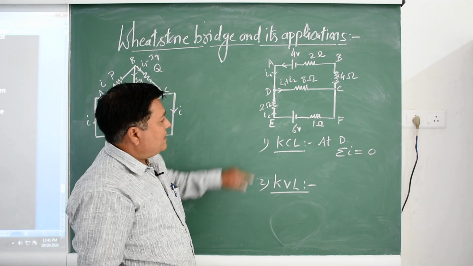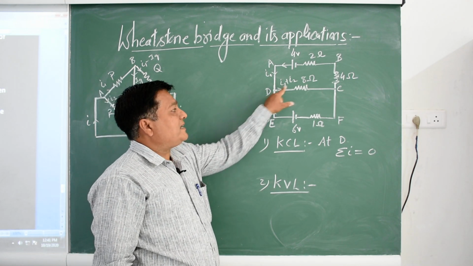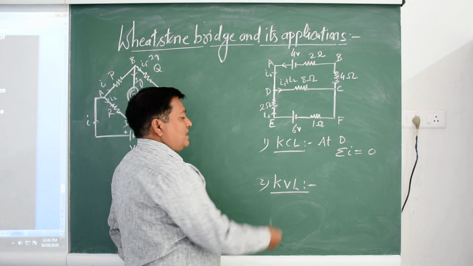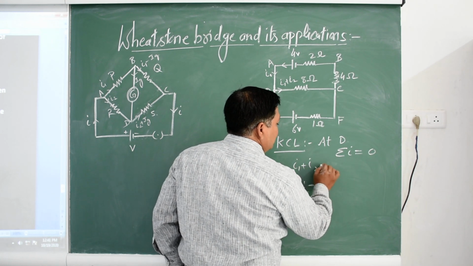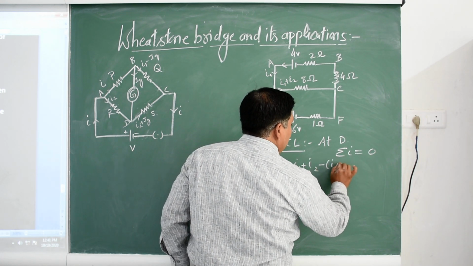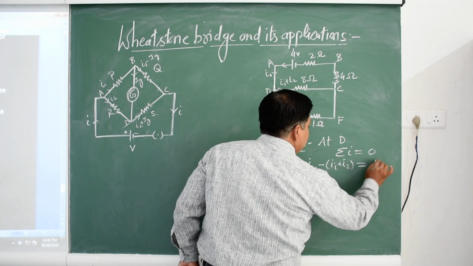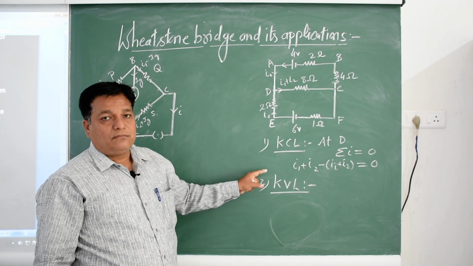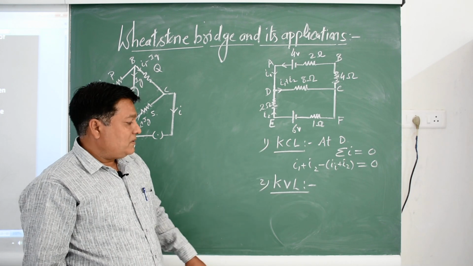It means that currents I1 and I2 are reaching junction D and their sum, I1 plus I2, is leaving the junction D. So we can write this law as I1 plus I2 minus their sum, I1 plus I2, is equal to 0. This is Kirchhoff's current law, Kirchhoff's current rule. It is also called the junction rule.